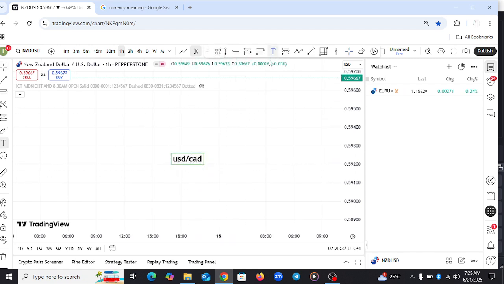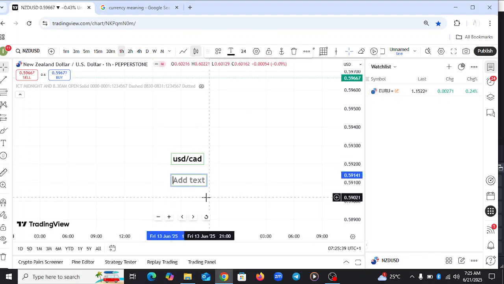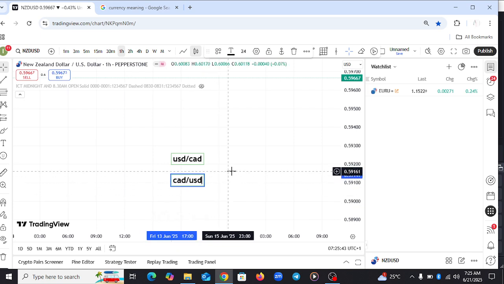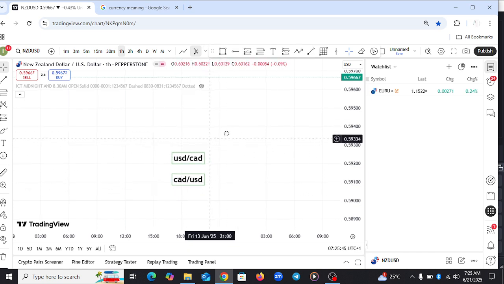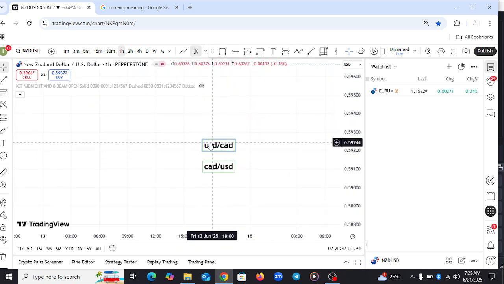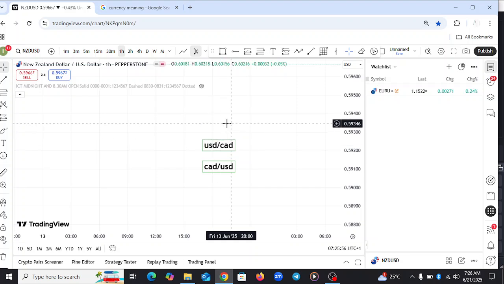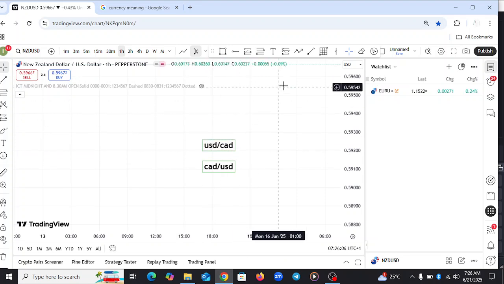Now, if for example CAD came first, so we have CAD USD, what would you call the currency that comes first? The first currency is called the base currency. Base as in the first, like if you think about it from the perspective of a layer or a foundation, the base is basically what comes first. So the first currency is called the base currency, while the next currency is called the quote currency.